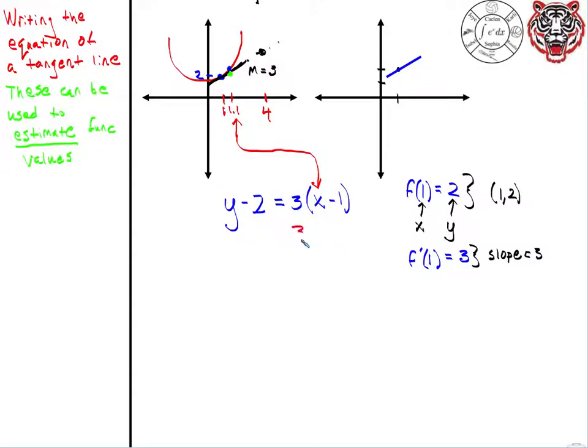We'd have 3 times 1.1 minus 1 is equal to y minus 2. And then you keep going through here. 1.1 minus 1 is 0.1 times 3 is 0.3. And then we're going to add the 2, so it's 2.3. So y is equal to 2.3. So the change from here to here is 0.3.